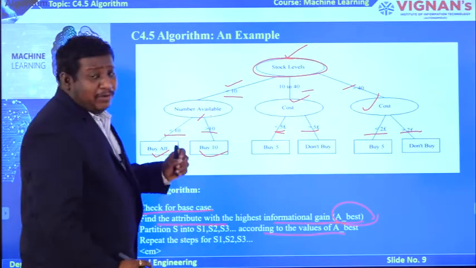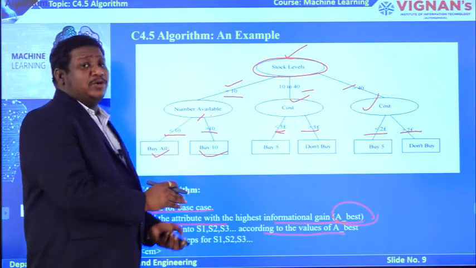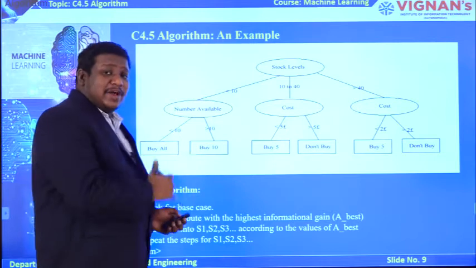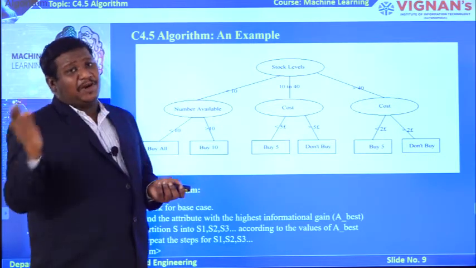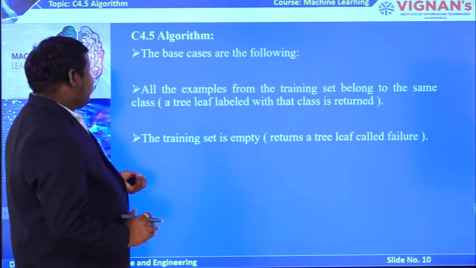Based on these attribute values, we are going to separate the conditions S1, S2, S3, and we are repeating the same procedure as long as you can separate the S set into subsets, and subsets into other subsets. This is the way how this C4.5 algorithm works.